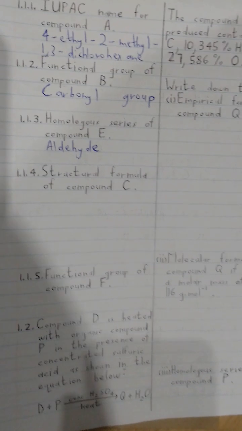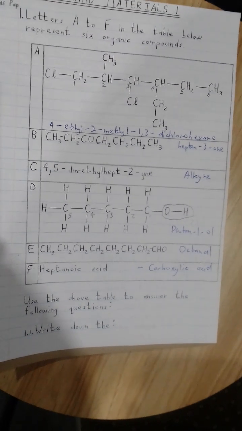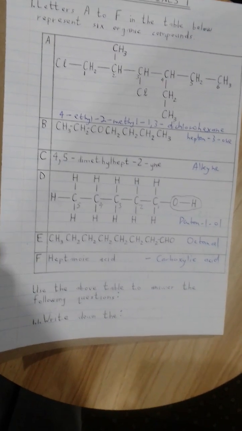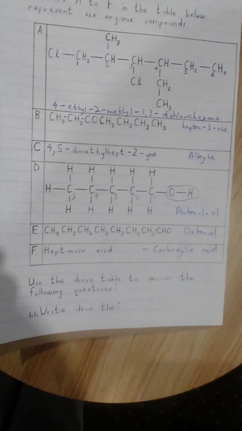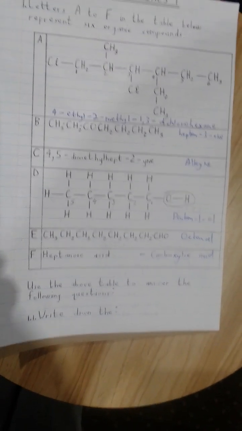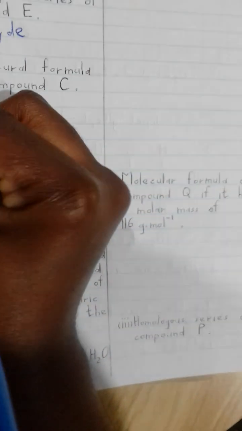1.1.4, structural formula of compound C. So compound C is 4,5-dimethylhept-2-yne. The longest chain is hept, 7 carbon atoms long. 1, 2, 3, 4, 5, 6, 7.